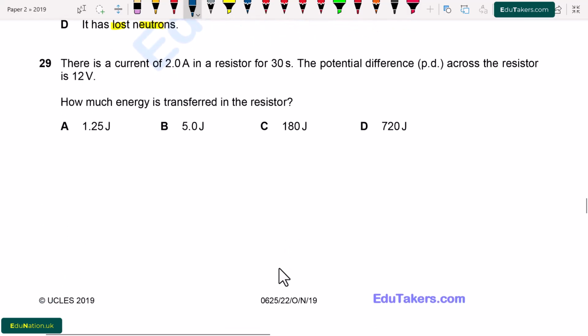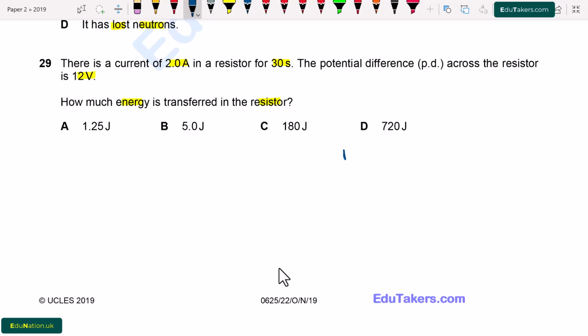Question number 29. There is a current of 2.0 ampere in a resistor for 30 seconds. The potential difference across the resistor is 12 volt. How much energy is transferred in the resistor? Here we have to find out the amount of energy.